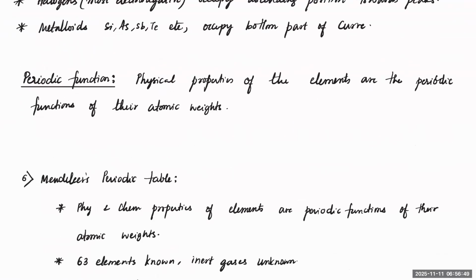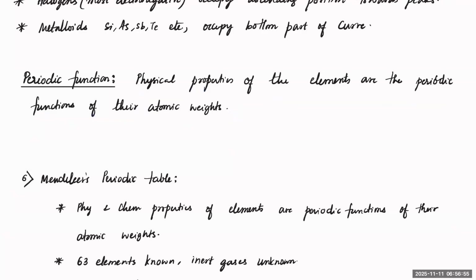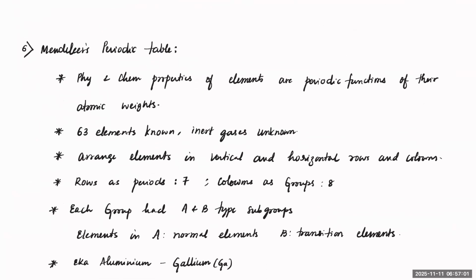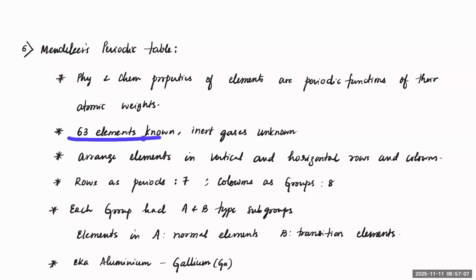Next, physical properties of elements are the periodic functions of their atomic weight. This was the basis of Mendeleev's periodic table. So according to Mendeleev's periodic table, physical and chemical properties are the periodic functions of their atomic weights. 63 elements were known. Inert gases were unknown. They were arranged in vertical and horizontal rows and columns.